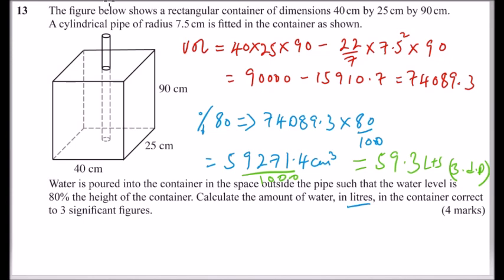Let's see the distribution of marks. For the distribution of marks, you get 1 mark there. For getting the difference in volume, you get another mark. For getting 80%, you get 1 mark. For converting to liters, another mark, and finally you get a mark for getting the answer to 3 significant figures. So that's how your marks will be awarded.